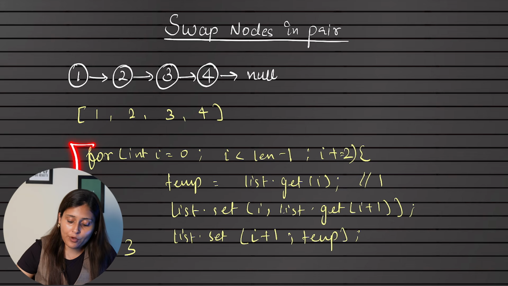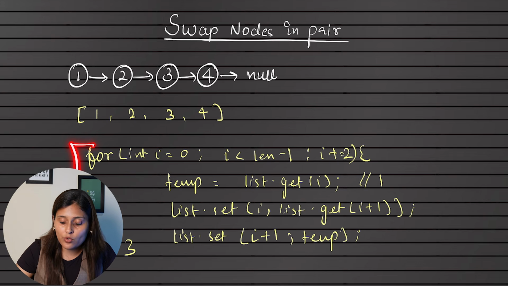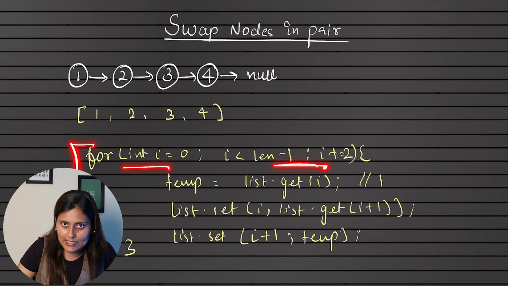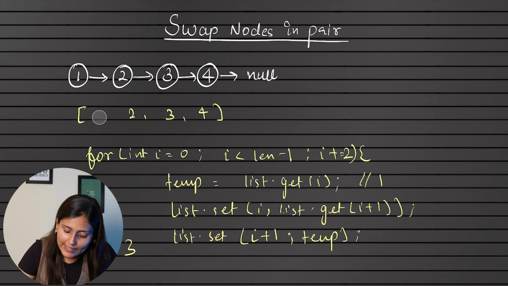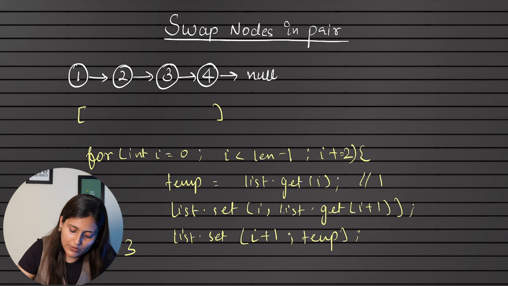So this much line of code, which actually takes O of n by 2 time complexity, which is linear only, will help us to swap this list. So let's write after swap. This will become 2, 1, 4 and 3.